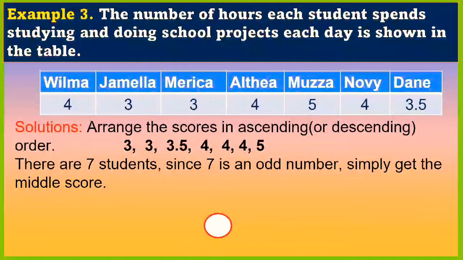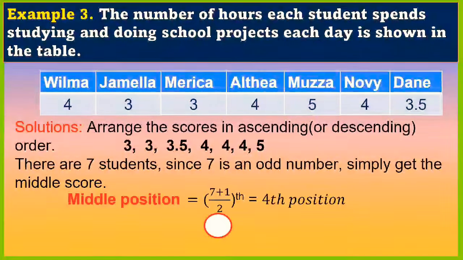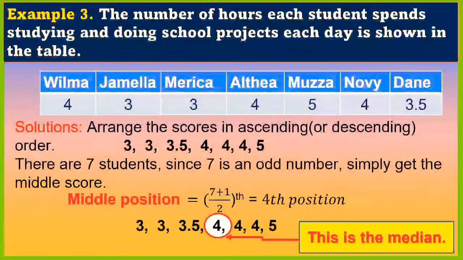There are 7 students, and since 7 is an odd number in this problem, we can directly identify the middle score by applying the formula 7 plus 1 over 2, which is equal to 8 over 2, and that is equal to the 4th position. So in our set of data, just count 1, 2, 3, and 4. The fourth position in this set of data is considered to be the median. So here, the value is equal to 4.